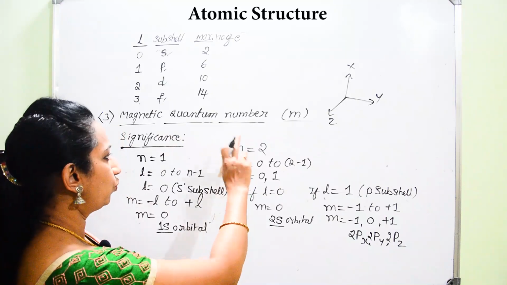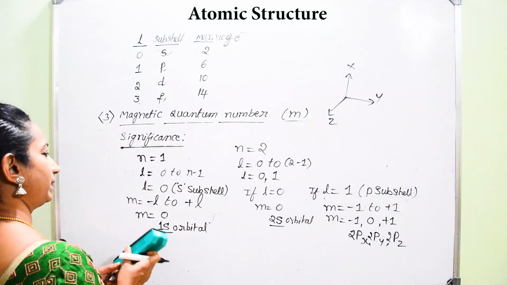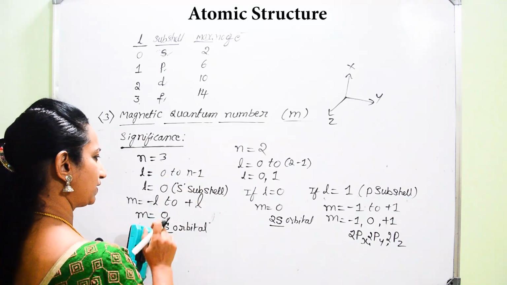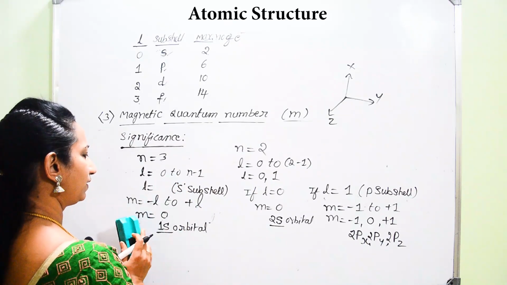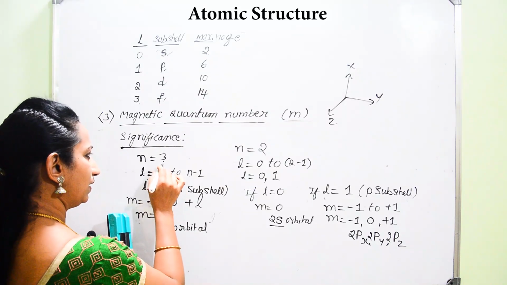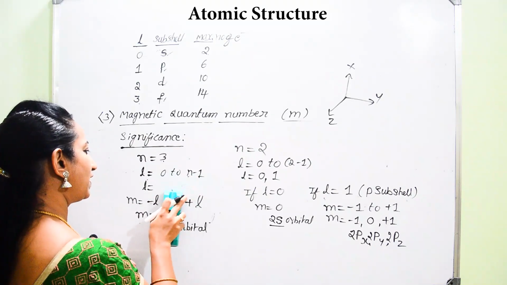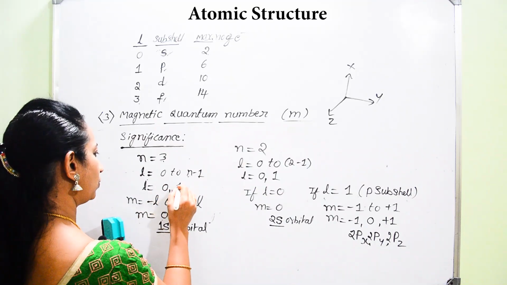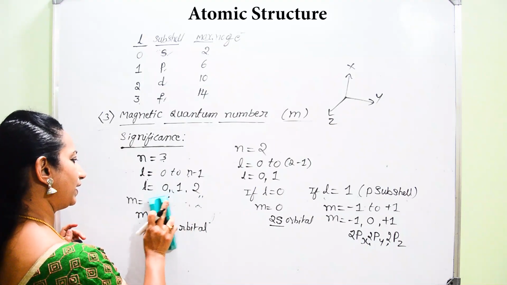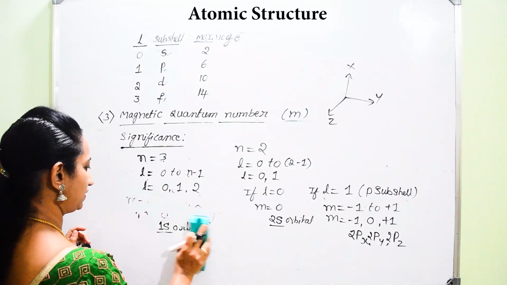Similarly, you can even go for n is equal to 3. We can take another example. If n is equal to 3, L varies from 0 to n minus 1. So L is equal to 0 to n minus 1. What are the L values possible here? The L values possible here will be 0, 1, 2. Then you need to calculate the m value separately for L is equal to 0, L is equal to 1 and L is equal to 2.